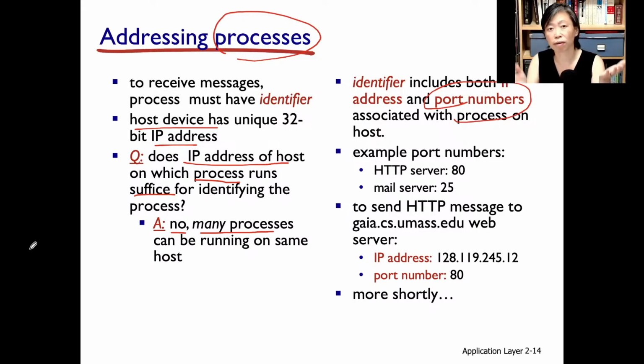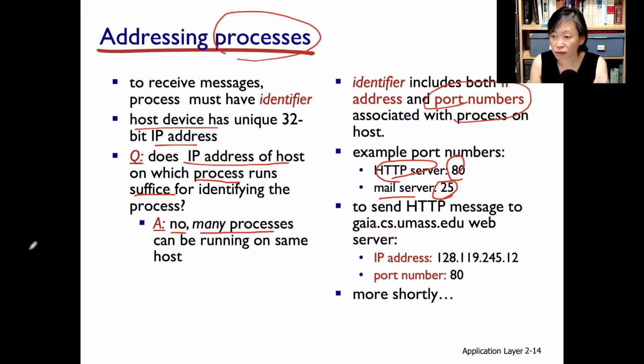So for a process running on the internet, in order to uniquely identify it, we need the IP address plus the port number. Okay. So a few example port numbers. For example, HTTP server, this is to support World Wide Web. It typically runs on port 80. So the socket connecting to the HTTP server is on port 80. For mail server, port 25. It's a very common practice on the internet. For these very well-known services, we use a fixed port number so that it's easier for the programmers to remember.